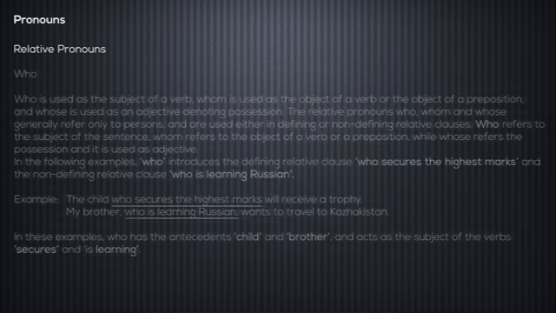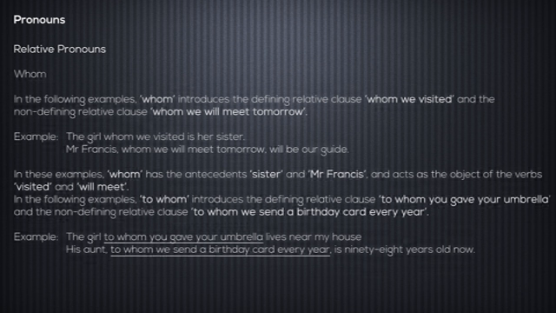Whom. In the following examples, whom introduces the defining relative clause whom we visited and the non-defining relative clause whom we will meet tomorrow. As in the example, the girl whom we visited is her sister. Mr. Francis, whom we will meet tomorrow, will be our guide. In these examples, whom has the antecedents sister and Mr. Francis and acts as the object of the verbs visited and will meet.